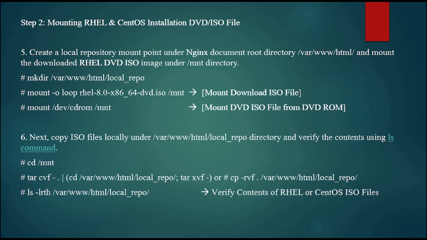So create a local repository mount point under the Nginx document root directory. What is the root directory of Nginx? That is /var/www/html. Mount the downloaded RHEL DVD ISO image under the /mnt directory. So first we create one directory, local_repo, with the help of the mkdir command: mkdir /var/www/html/local_repo.